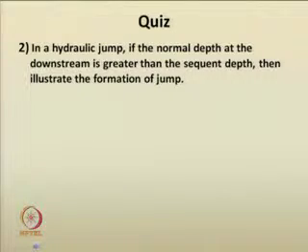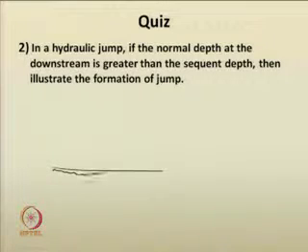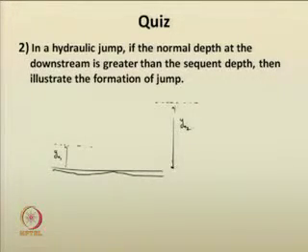The second question we asked is, in a hydraulic jump, if the normal depth at the downstream is greater than the sequent depth, then illustrate the formation of the jump. Again, you just draw the channel bed. So, you have this portion as the upstream section, this portion as the downstream section. Let the upstream section have the supercritical flow with yn1 as the normal depth. Let the downstream section have the normal depth yn2 in subcritical conditions. Let us consider a junction between two slopes, say this is steep, this is mild.